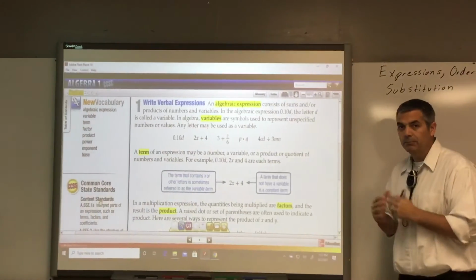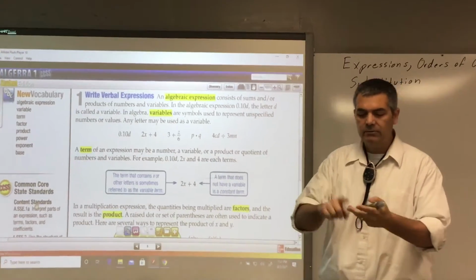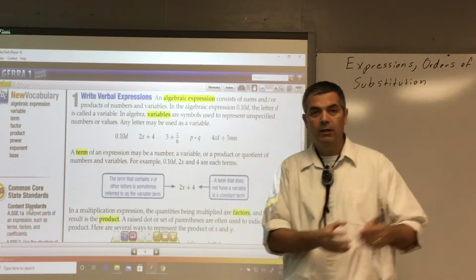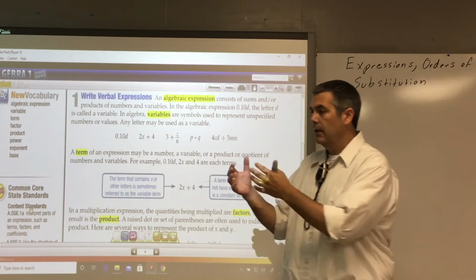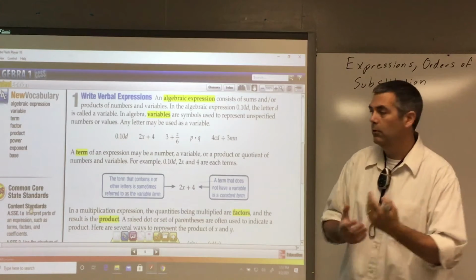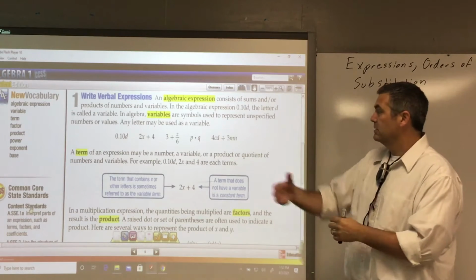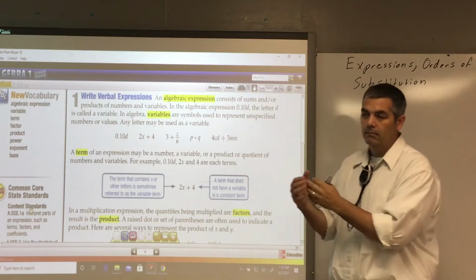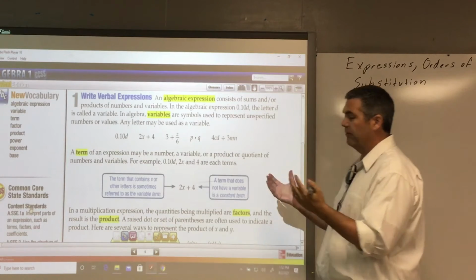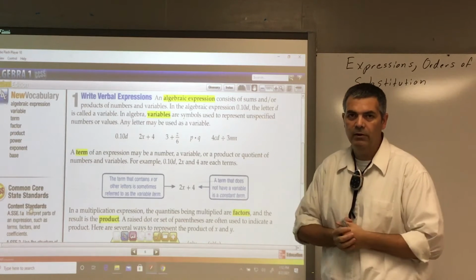Algebraic expression. An algebraic expression is really an operation with a variable. And operations, remember, are addition, subtraction, multiplication, division. It will have an operation and it will have a variable, something like x plus 2. That's an algebraic expression. So that's what you're looking for. Now, a variable is just a symbol that we put in place of an unknown number. It's something that represents something else. That's what a variable is for us.